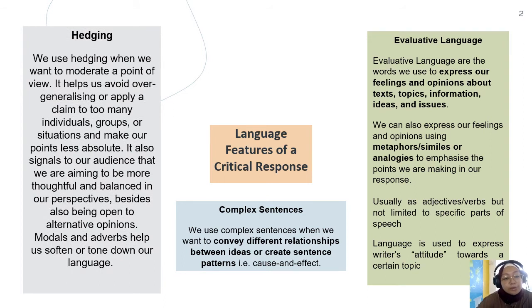Now, for hedging, hedging is very common in argumentative writing and writing critical responses. Why? Because we use hedging when we want to moderate our point of view. It helps us avoid overgeneralizing and also makes our point less absolute. It shows our audience that we are aiming to be more thoughtful and balanced in our perspectives. So how do we do hedging? Normally, we will use modals or adverbs to soften or tone down our language.